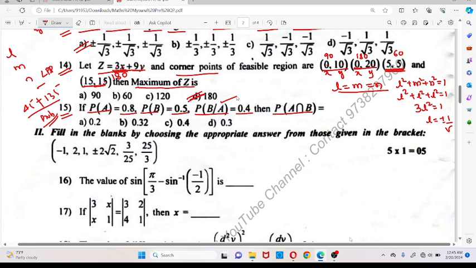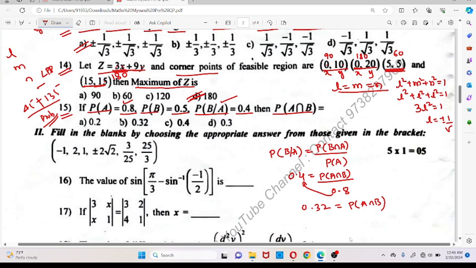Okay. Since P of B given A is given, we can solve this as P of B given A is equal to P of B intersection A divided by P of A. Since P of B given A is given, that is 0.4, and P of B intersection A is asked, or I can write this as P of A intersection B divided by P of A, whose value is given, that is 0.8. If you do cross multiplication, you will get 0.4 into 0.8, which is 0.32. That is equal to P of A intersection B. So easily you can answer. Option B will be the right one.